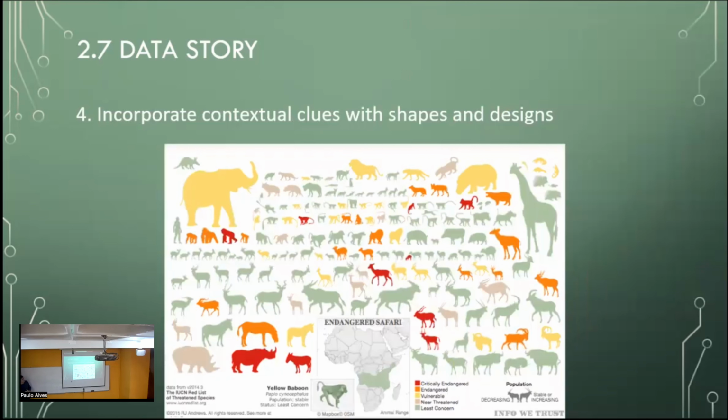Incorporate contextual clues. Here you can see that this is from a safari, and you have the animals, and you have if they are endangered or not endangered. The green is least concern, and you can see all in the map the zone we are talking about, and the animals here connected with the color. Okay? The shape of the animal and the color represent that. So color and shape are also important to create a data story.